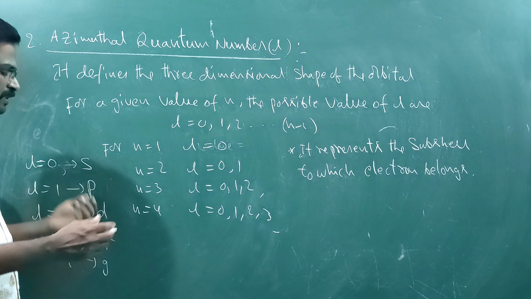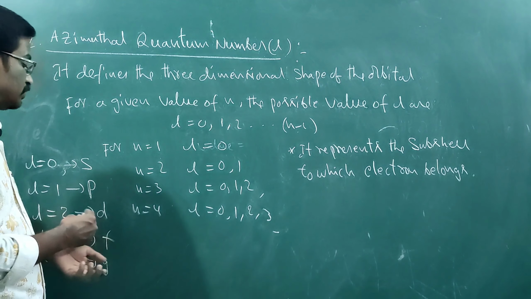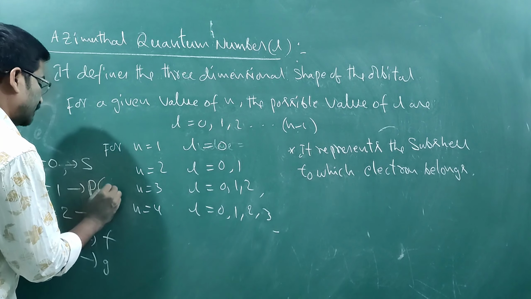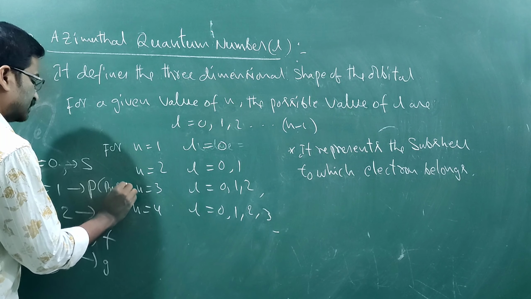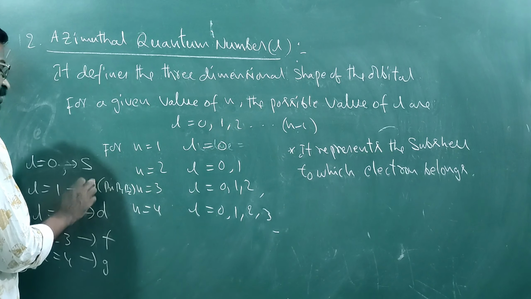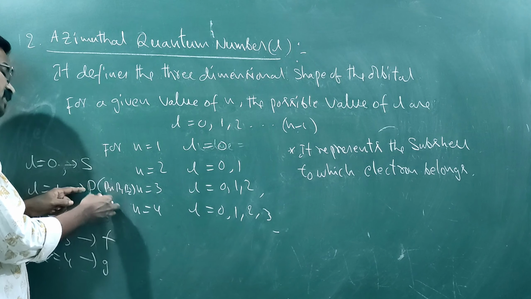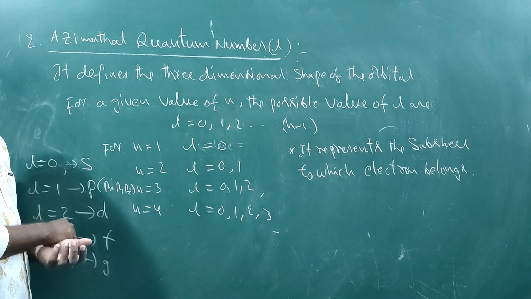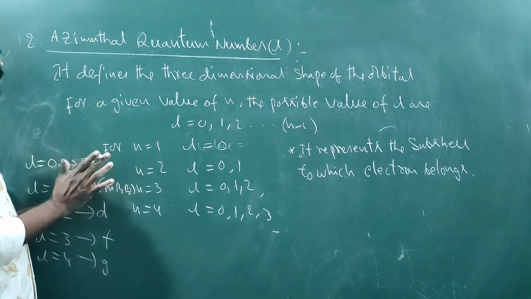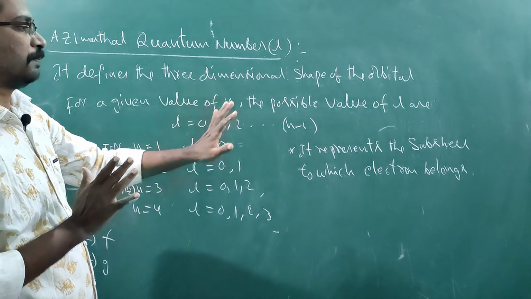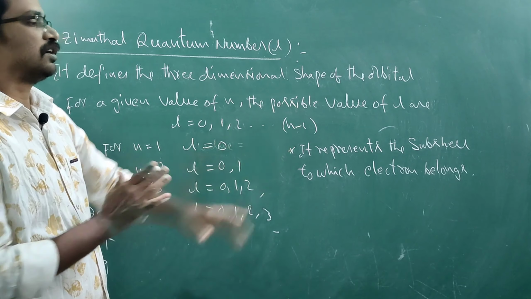In the p subshell there are 3 orbitals, px, py, pz. Orbitals are present in a subshell. These are the subshells, and in a subshell there are different orbitals present. In this concept, you only need to know that it represents the subshell to which the electron belongs.